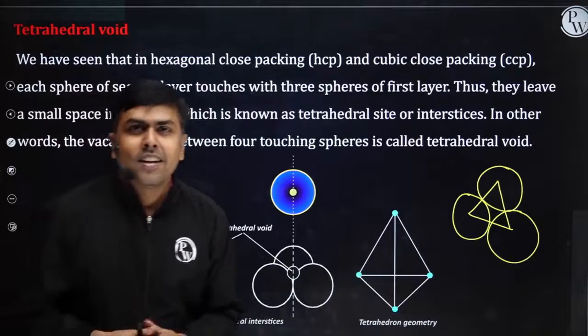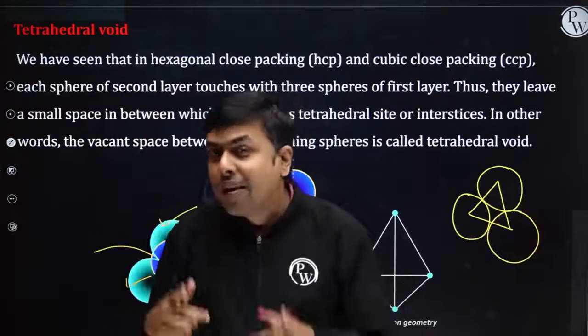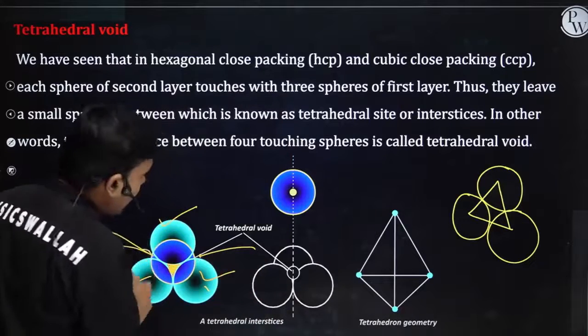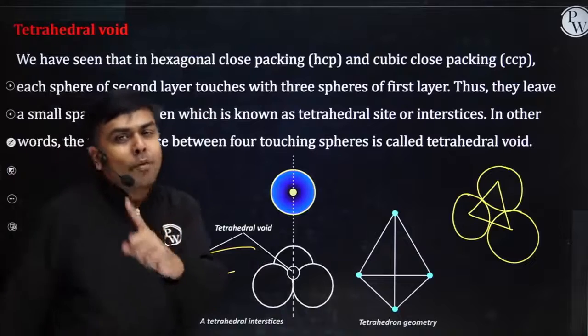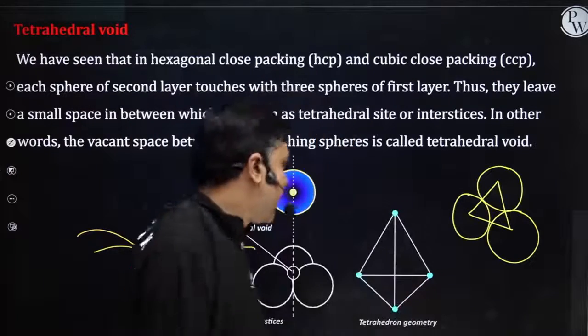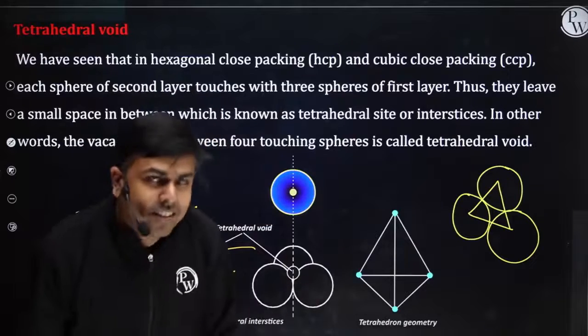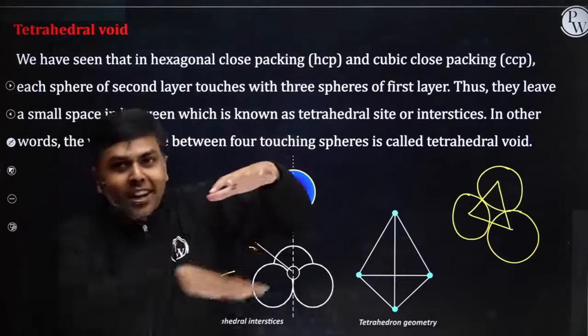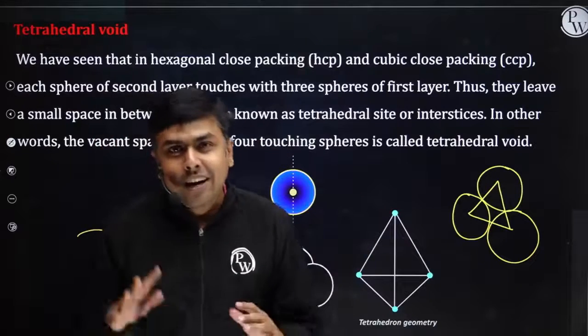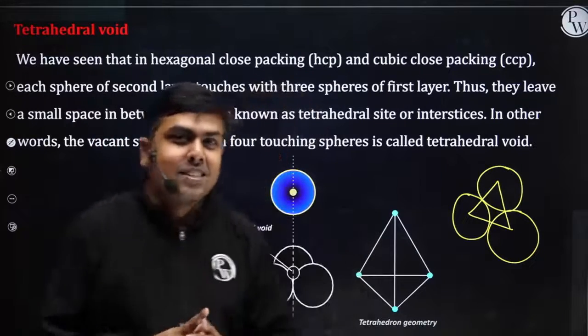Am I clear? Now look from the side view. Look from this side. Am I clear? The type of void which you are going to get is referred to as a tetrahedral void. Three spheres touching each other, place the fourth sphere exactly on these three spheres. Look from the side view. You are going to get a tetrahedral void. Am I clear, students?